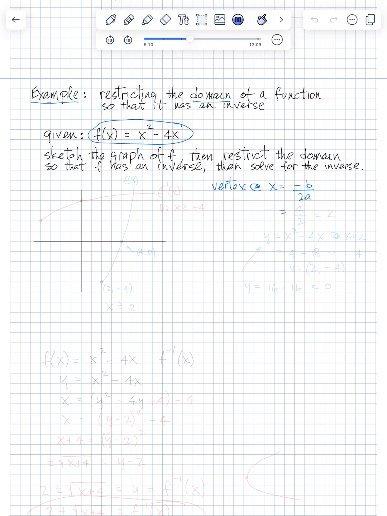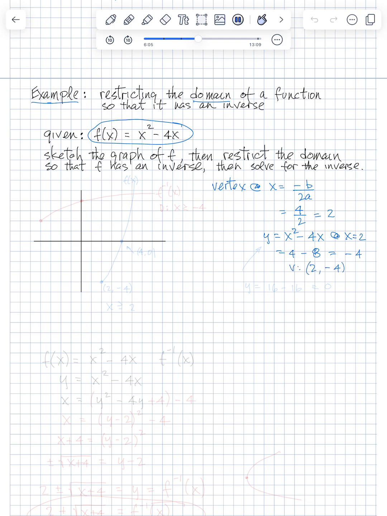So that value minus b, so it's minus negative 4, which is 4, over 2a. a is 1, so we get 2. So we know that the x component of the vertex is at x equals 2. So now we just have to find the y component. So we plug in 2 for x. So we have y equals x squared minus 4x at x equals 2. So that's equal to 2 squared is 4 minus 4 times 2 is 8. So that's equal to negative 4. So our vertex is at (2, negative 4).